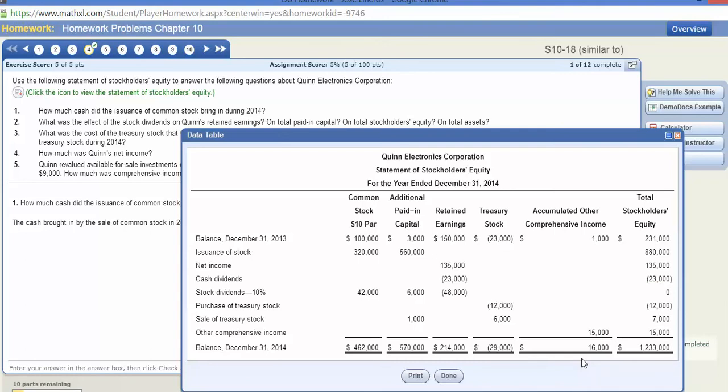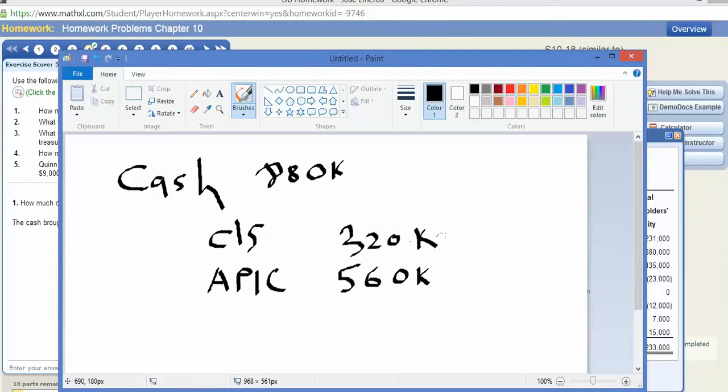Okay, what I've done is I've made the entry, so I can show it to you here in a second, of what happens during 2014 when you issued the stock. Notice the first line is the balance forward amounts from 2013. So all your answers are down here in the transactions that happened after December 31st, 2013. So you issued stock. Notice here that the common stock's 320, the additional paid-in capital is 560. So I've captured that here. Here's the common stock. Here is the entry for additional paid-in capital.